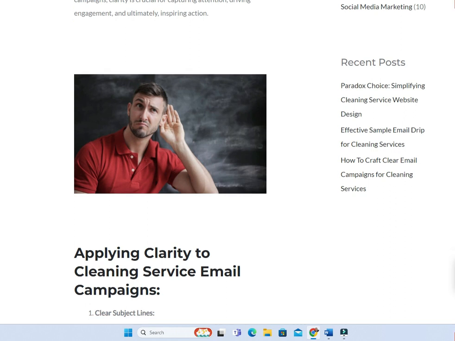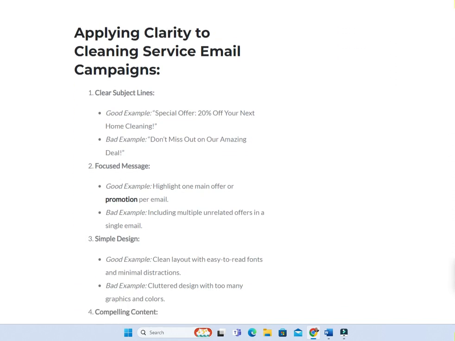Today we're going to focus on email marketing, and here are some parts of an email where we want to apply clarity. The first one is the subject line, because with the subject line, people are making these millisecond decisions. Here's a good example: special offer, but we're giving a very specific amount, 20% off your next home cleaning. A bad example is, don't miss out on our amazing deal. That is too vague. A deal on what? How much? So this is a perfect example of clarity: at the top, you're very specific that you're giving 20% off, and it's on your next home cleaning. Or it could be a carpet cleaning or whatever it is you sell.